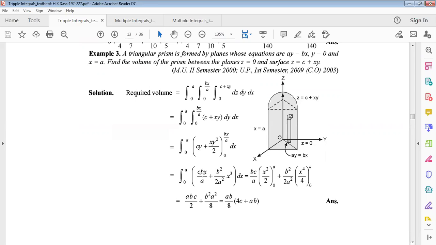Now if you take integration with respect to x, this will be x square by 2, and this will be x to the power 4 by 4. Okay. Now putting the upper limit and lower limit, 0 to a, just putting the upper limit we get the whole result. Very simple. Okay, clear?